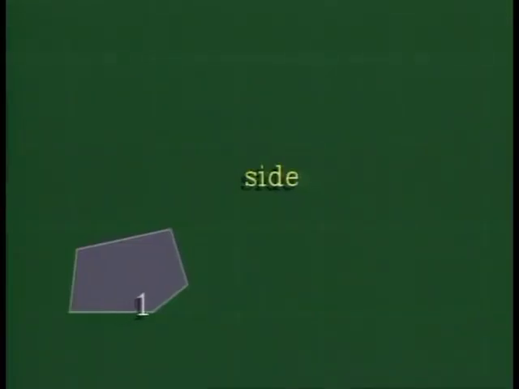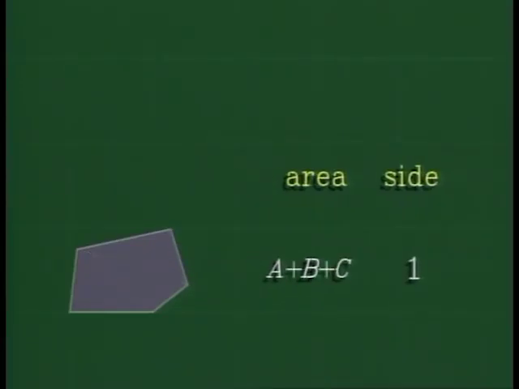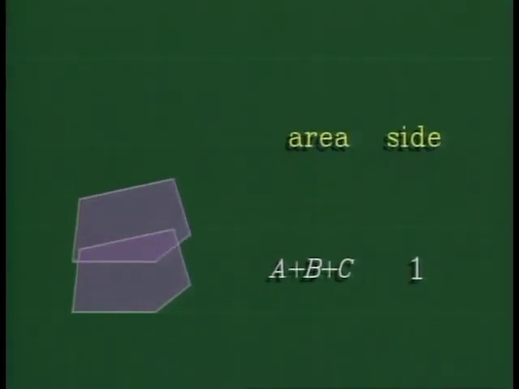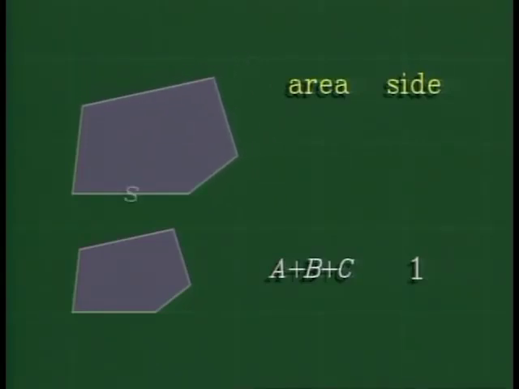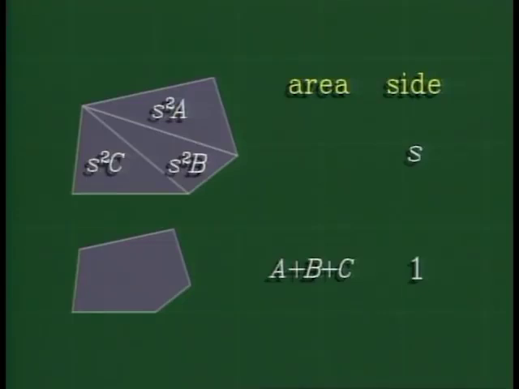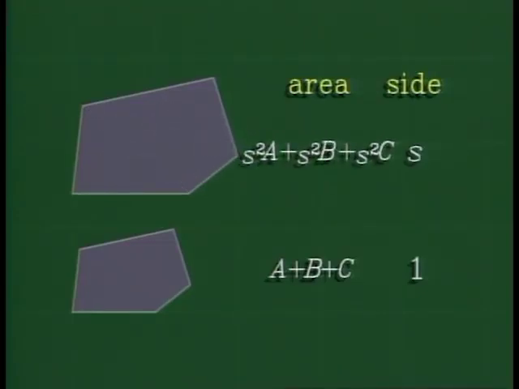Every polygon can be divided into triangular pieces, and its area is the sum of the areas of all the pieces. If the polygon is scaled by a factor s, the area of each triangular piece is multiplied by s squared. So the same is true for the area of the scaled polygon.